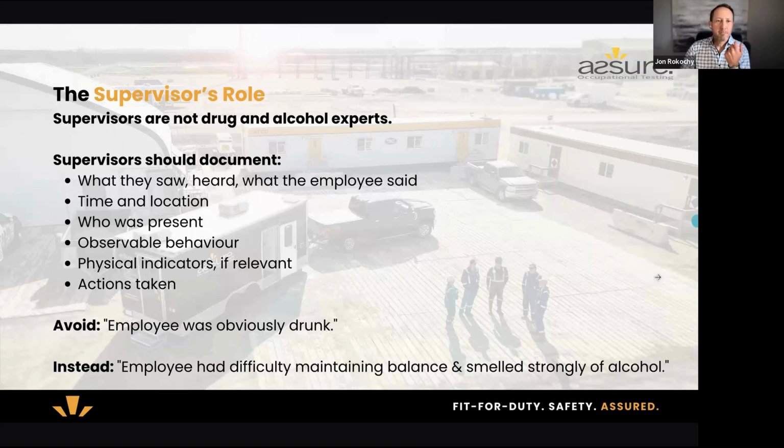So what are we documenting? Again, you're going to document what you saw, heard, what the employee said, time, location. So where did it happen? What was the address? Who was there? Who observed it? Physical indicators, if relevant. A lot of these things, physical indicators, are going to be stumbling when they walked, slurred speech, odor of alcohol or marijuana. Liquor bottle was present at the scene.